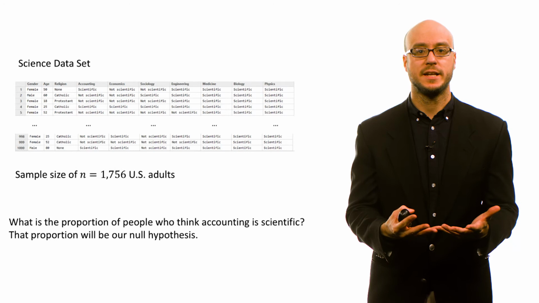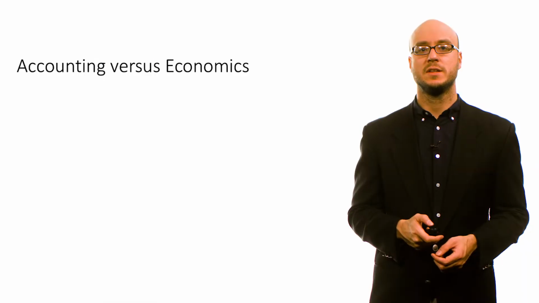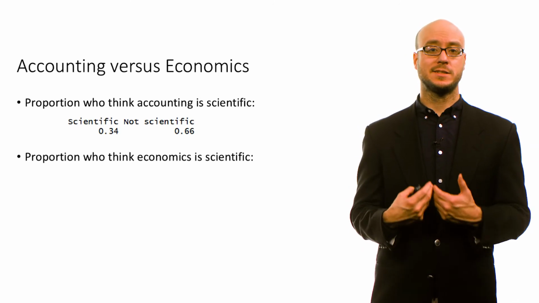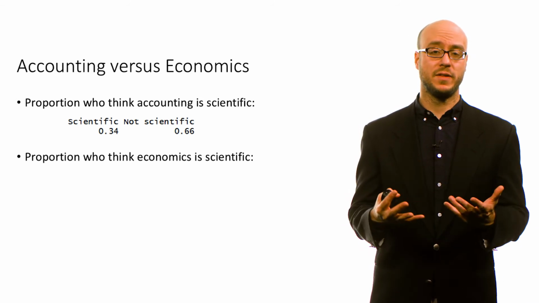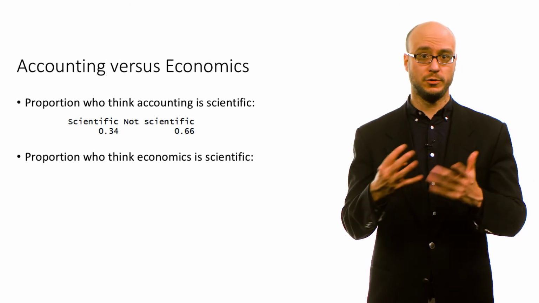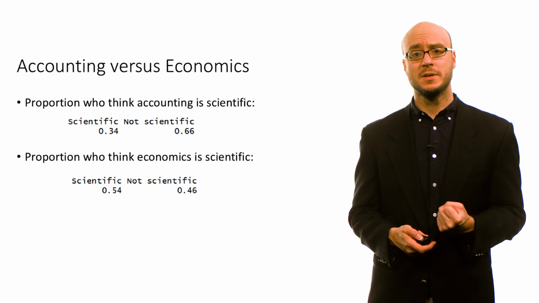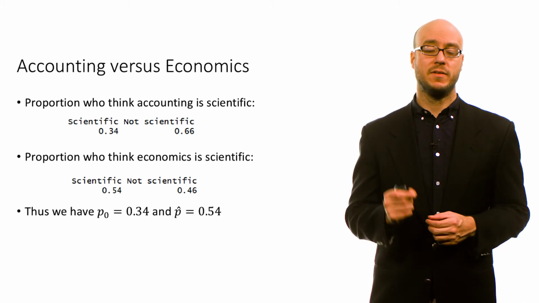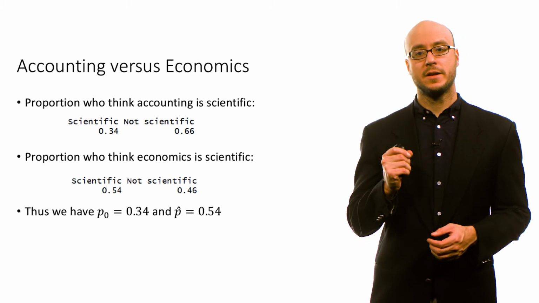So let's look at the science data set again. The sample size is 1,756 US adults. What is the proportion of people who think accounting is scientific? That proportion, in this instance, will be our null hypothesis. The proportion who think accounting is scientific is 0.34. About 34% of people think accounting is scientific. Not that high, but it might reflect this idea that accounting is cooking the books. You can always say something using creative accounting. The proportion who think economics is scientific is, again, 0.54 or 54%. Thus we have a value for the null of 0.34, so p subscript 0 is 0.34, and our sample proportion is 0.54.